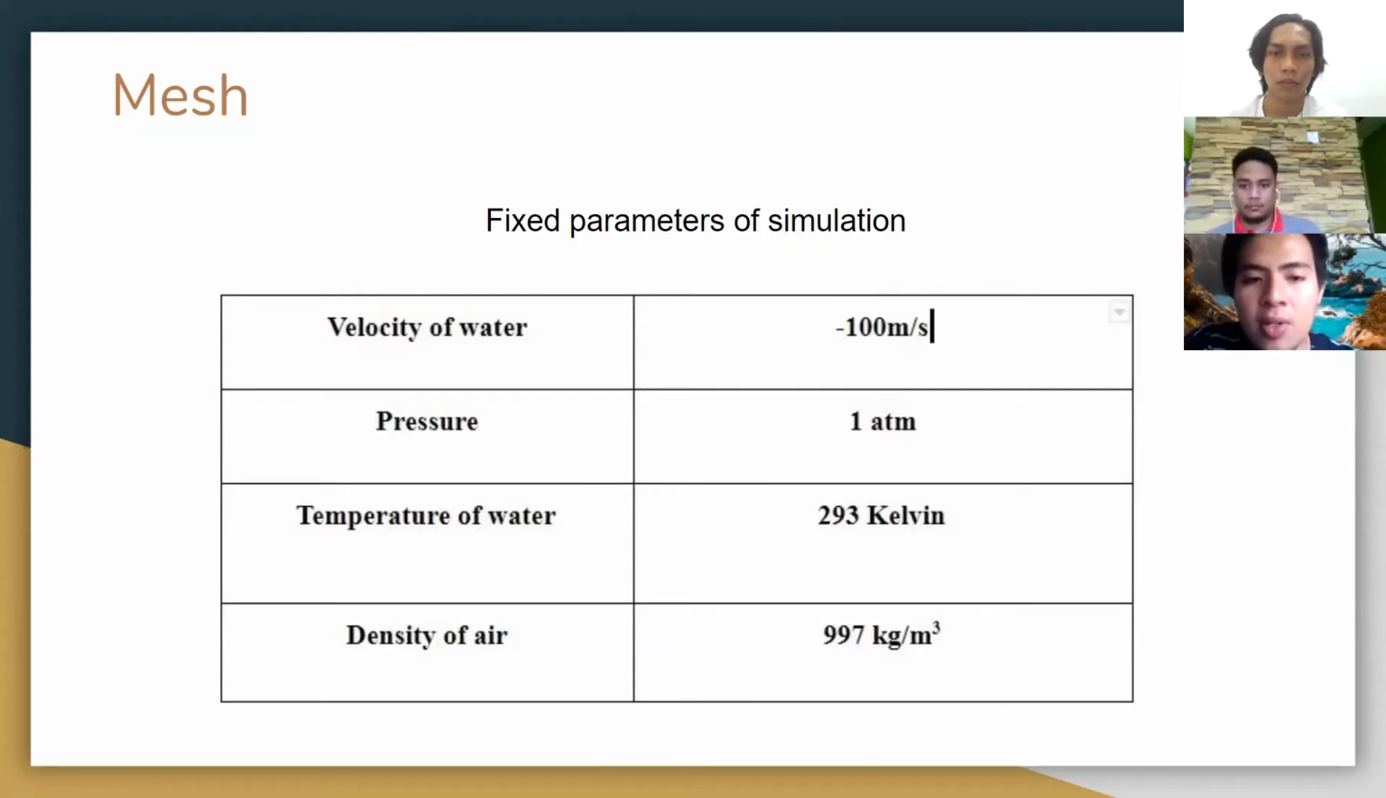The first one is the velocity of water, which is 100. This is because the boat is moving forward, but the velocity flow of the water is inside the tank, opposite of the boat. And the pressure we maintain is 1 atm. The temperature is also maintained at 293 Kelvin, and the density we maintain at 997 kilograms per meter cubed.